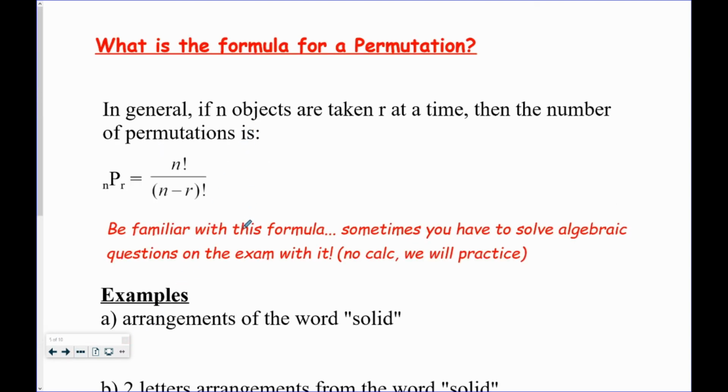All right. So what is the actual formula for a permutation? Sometimes they get you to simplify, but in general, if you have n objects and you're taking r at a time, then the number of permutations is this: n factorial divided by n minus r factorial, where r is whatever number is here, and n is basically the total number of objects that you have.